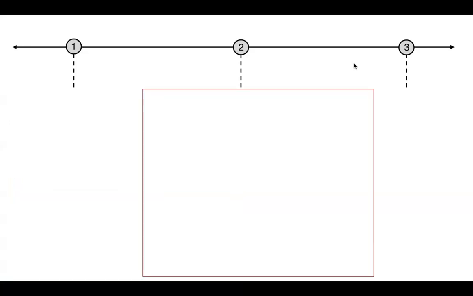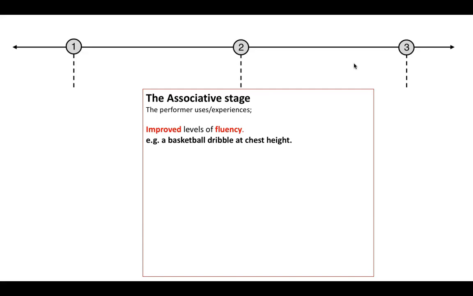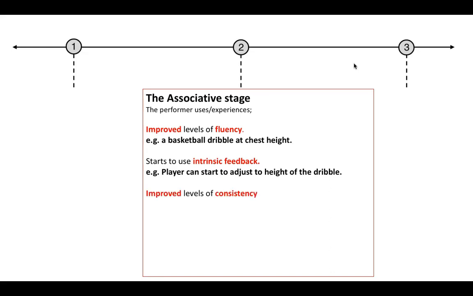So now we're going to move on to the associative stage of learning. In the associative stage, the performer will experience improved levels of fluency. For example, we're now dribbling the ball at chest height. We are starting to use intrinsic feedback now. For example, the player can start to adjust the height of the dribble. So now you as the performer can think, you know what, I'm bouncing this a bit high. I can feel that. I can change this myself. You start to use intrinsic feedback.